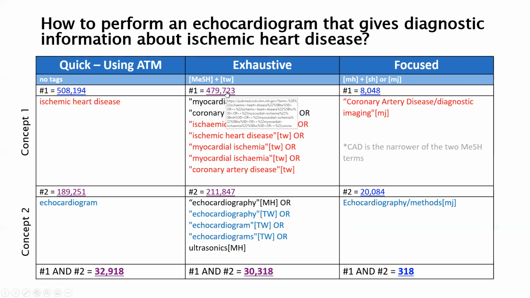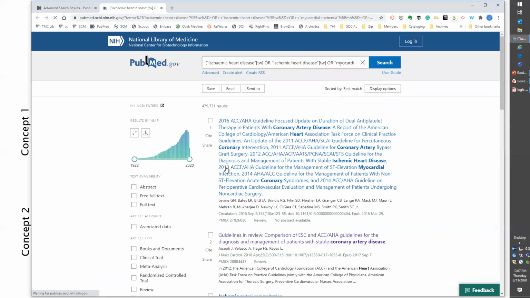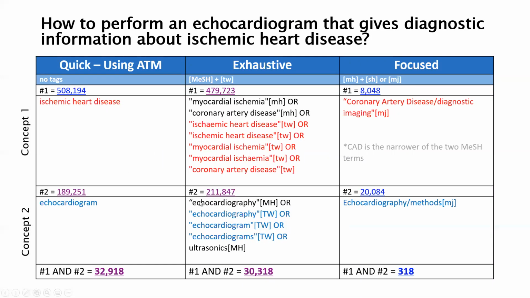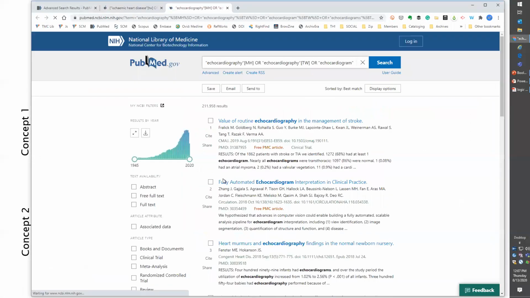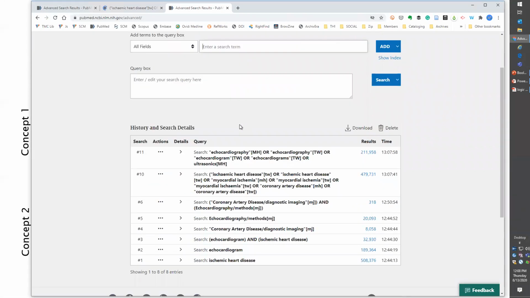So if I take this particular search over to PubMed, essentially taking all of these terms combined with OR and running that search, you'll see ischemic heart disease, text word OR, and then it keeps going. There's quite a few results. I can do the same with this set of terms with all my terms OR'd. Take that over to PubMed and look at those results. Again, hundreds of thousands.